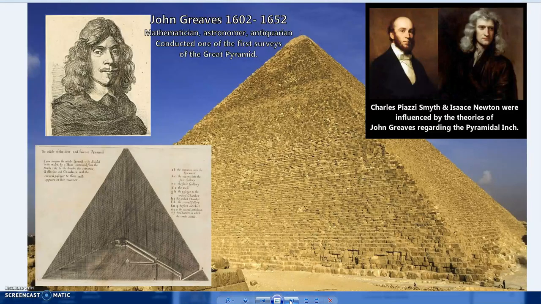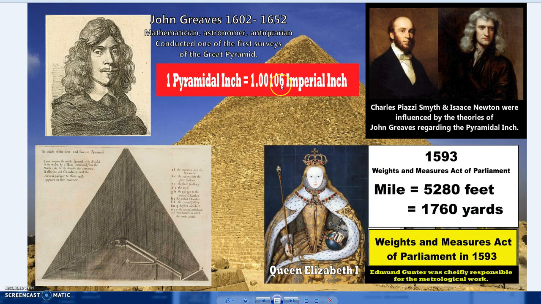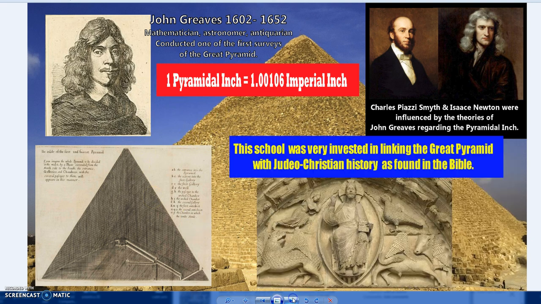But now we need to go back, because look, the mindset of the time. People like Newton, the famous astronomer and Egyptologist Piazzi Smyth, and John Greaves, were interested in what was called the Pyramidal Inch, and they had this idea about the meaning of it. This school, which was around the Pyramidal Inch, was very invested in linking the Great Pyramid with Judeo-Christian history as found in the Bible.